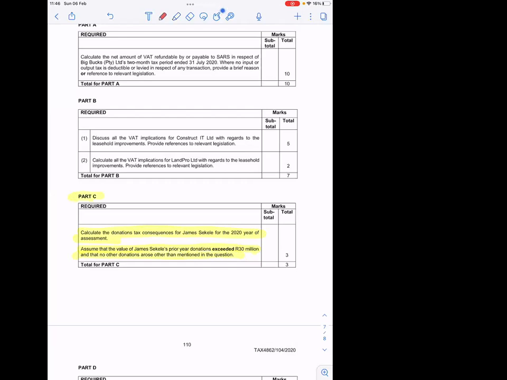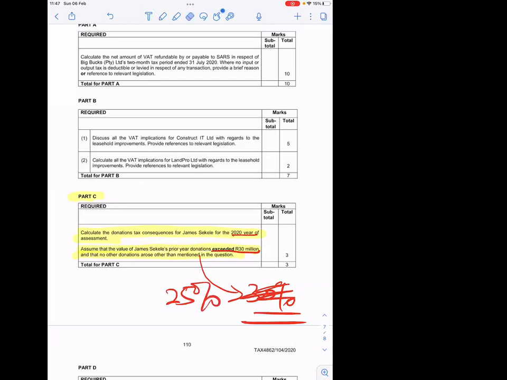Right. There we go, good people. Calculate. We are calculating the donations tax consequence for GEMS for the 2020 year of assessment. Assume that the value of GEMS prior donations exceeded 30 million and that no other donations arose other than the ones mentioned. So when they say assume they exceeded, they are saying the donation tax will use 25%.